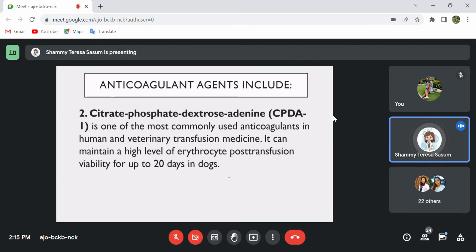And we have a second agent, citrate phosphate dextrose adenine. It is one of the most used anticoagulants in human and veterinary medicine. It can maintain a high level of erythrocytes and preserves viability for up to 20 days in dogs.